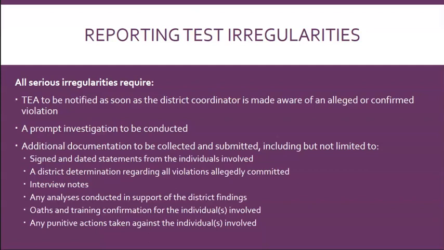Serious irregularities, like I said, must be notified as soon as possible to the district coordinator, and they have to let TEA know as soon as we let them know. There's a prompt investigation. There is documentation that will be collected and submitted. Some of the documentation that you have to send in, if it is a serious irregularity, is signed and dated statements from all the individuals involved, a district determination regarding the violations allegedly committed, any notes from interviews, analysis conducted in support of the district's findings, oaths and training confirmation for the people that are involved, and any punitive actions taken against those individuals.